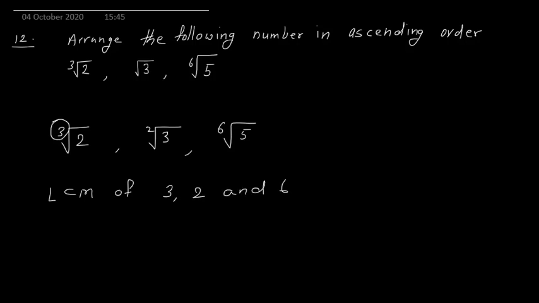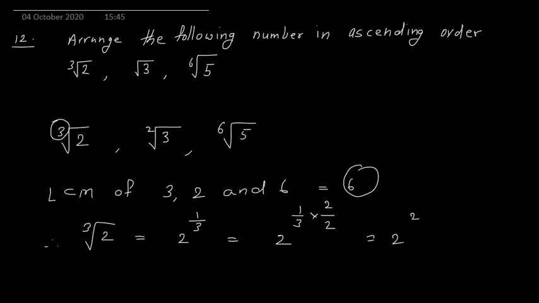What is the LCM of 3, 2 and 6? It is 6. We get 6 in the table of 6, in the table of 2, and in the table of 3, and 6 is the smallest such number. So the LCM of 3, 2 and 6 is 6. Therefore the third root of 2, which can be written as 2 power 1 upon 3, can be written as 2 power 1 upon 3 into 2 upon 2. Now I have to make my power 1 upon 6. So this will become 2 power 2 upon 6.